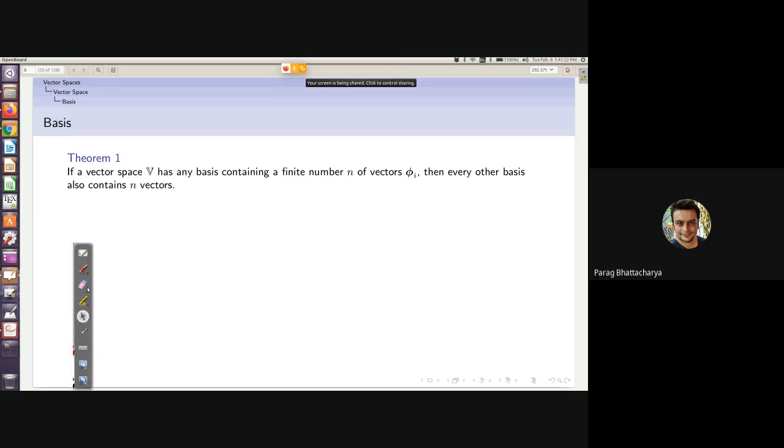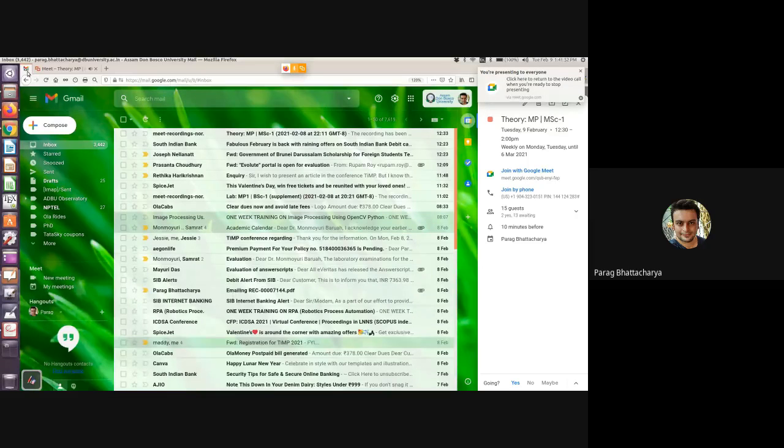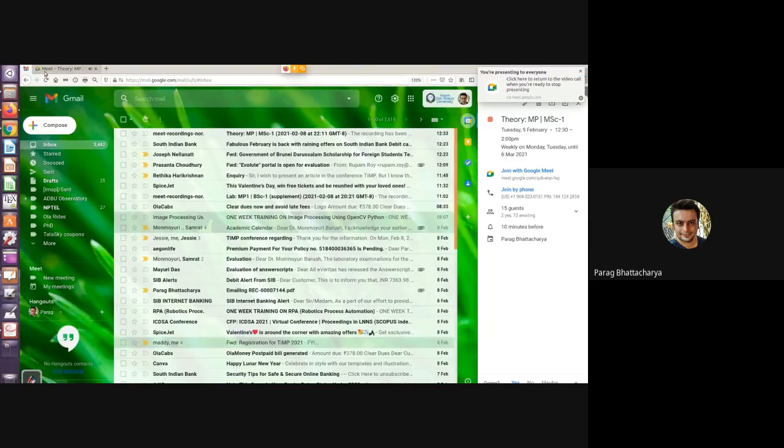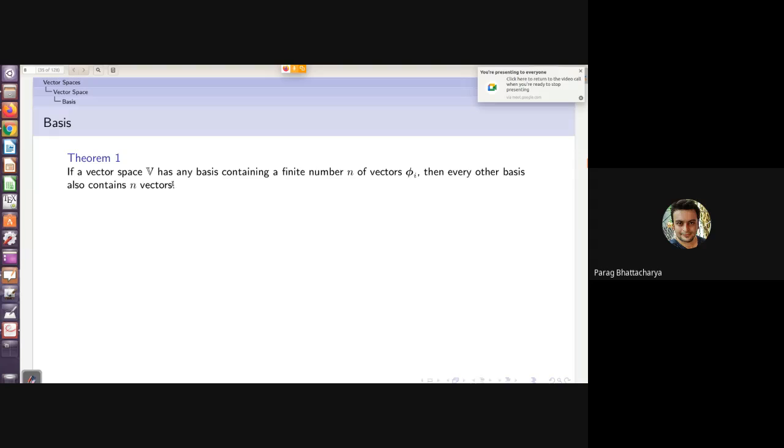The first theorem says: if a vector space V has any basis containing a finite number of vectors phi i, then every other basis also contains that many vectors.